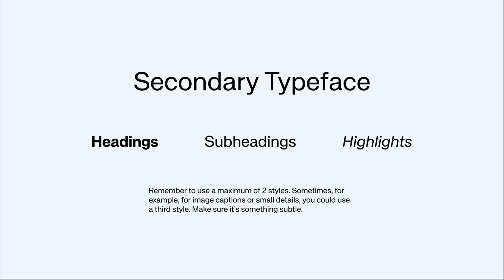If your design requires more variety, you can introduce a secondary typeface. Use this typeface sparingly for emphasis and to create contrast with the primary typeface. The secondary typeface can be used for specific elements like headings, subheadings, or highlights. Ensure that the secondary typeface complements the primary typeface and aligns with the overall design aesthetic, but feel free to break the rules and get creative. Within the secondary typeface, you can also use up to 2 different styles to maintain consistency.